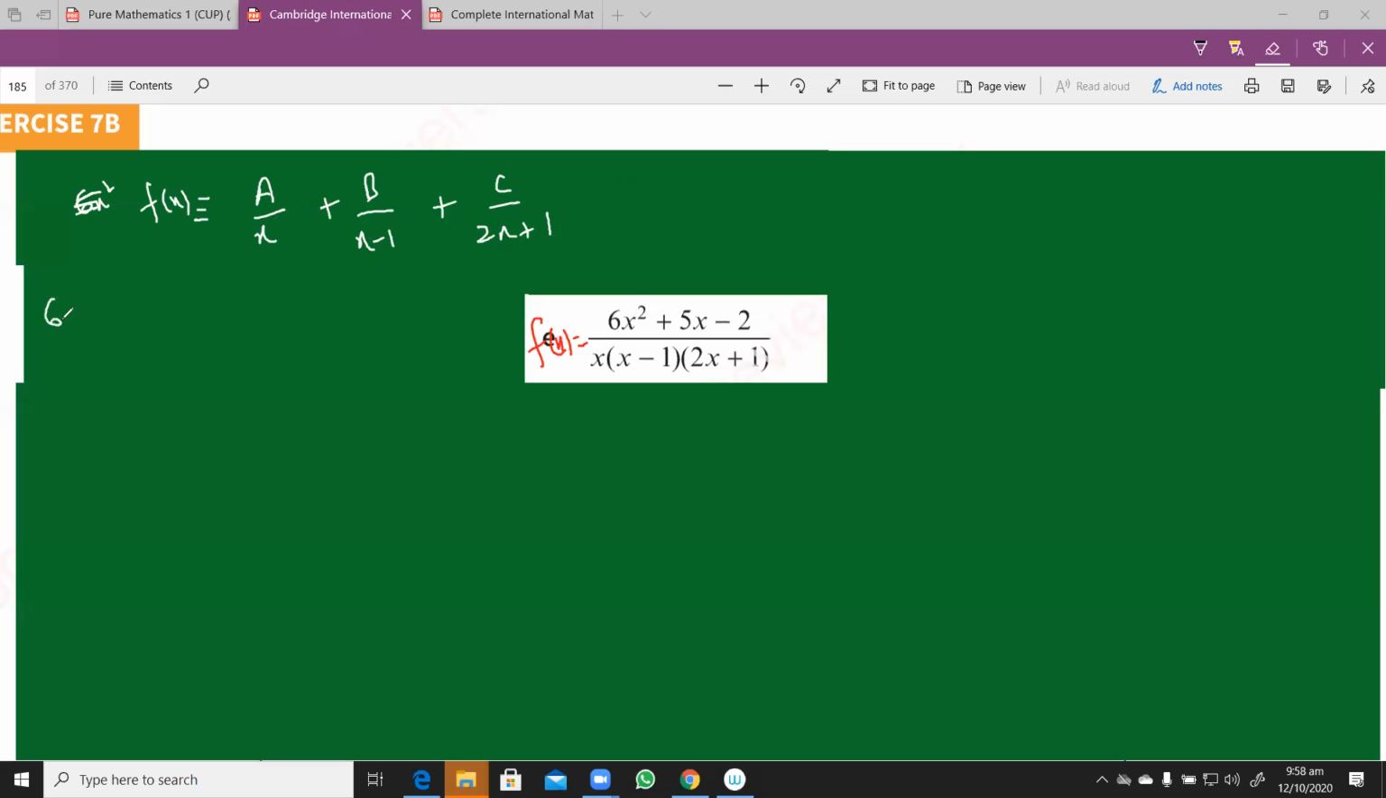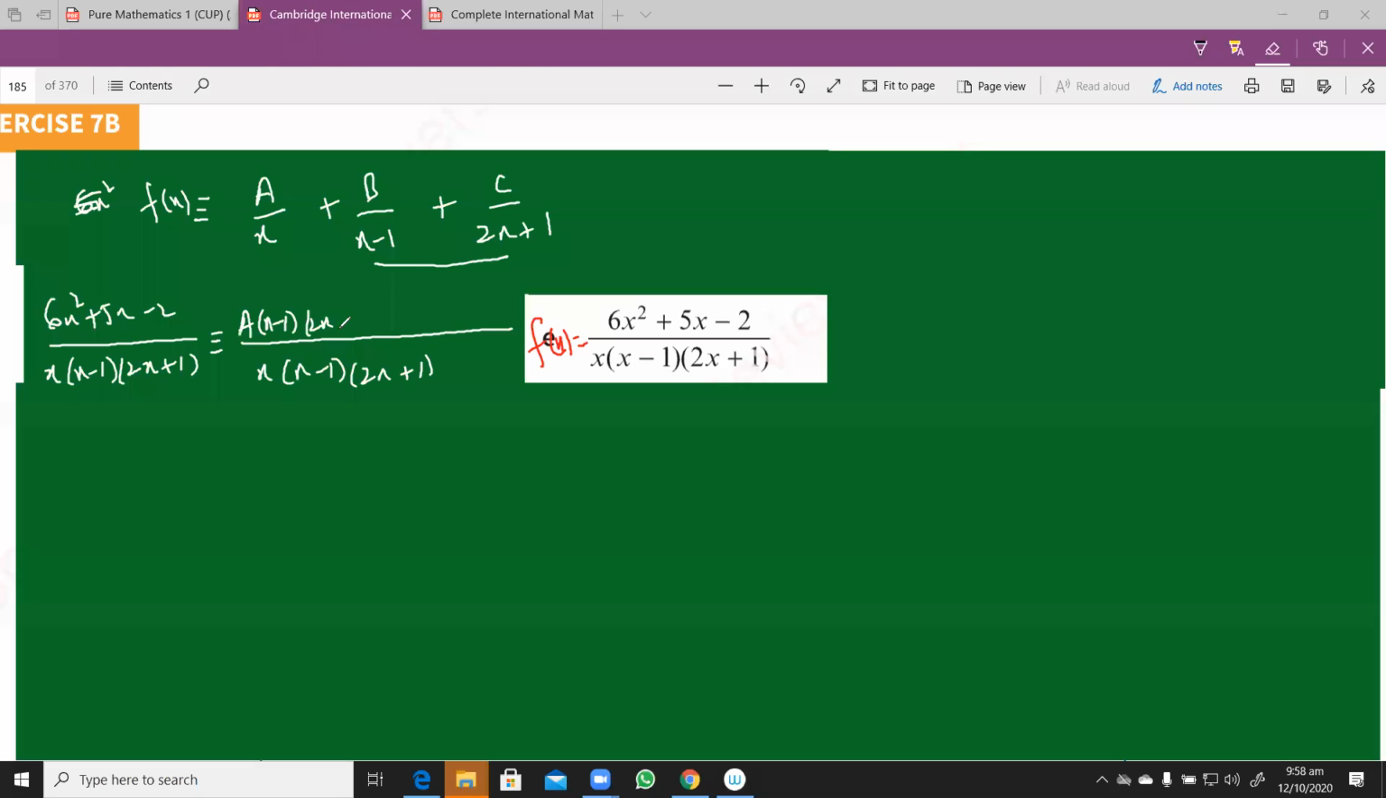So this (6x squared plus 5x minus 2) over x into (x minus 1) into (2x plus 1) is going to be, now I'll be taking the LCM here, which is x into (x minus 1) into (2x plus 1). This a will be multiplied by these two, so this is a into (x minus 1). I told you that you should be very, very clear about taking the LCM.